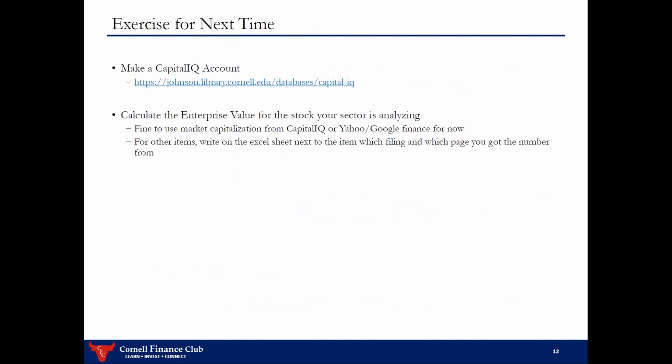Great, so that's all for today. For next time, I would like you all to make the CapIQ account. And then I want you all to calculate the enterprise value for the stock your sector is analyzing. It's fine to use market cap from CapIQ or Google Finance for now, just to get a sense of how it works. And for the other items, write on the Excel sheet next to the item which filing and which page number you got the number from. Cool.